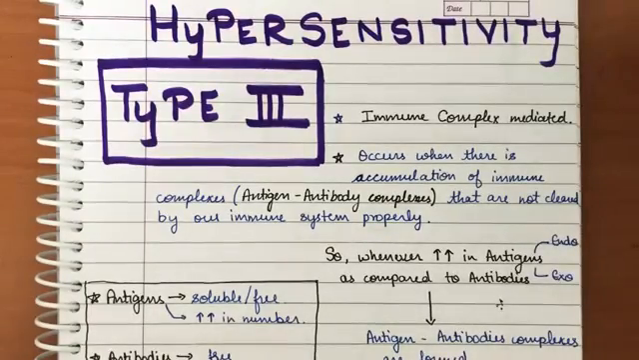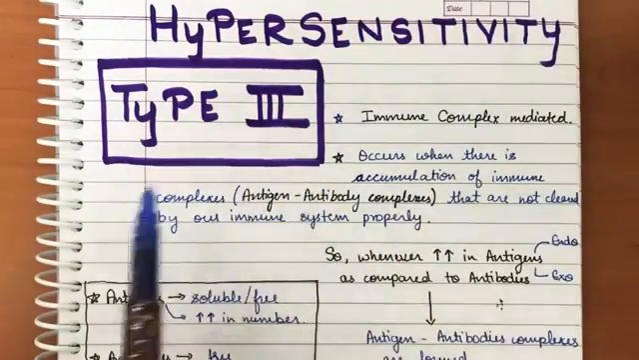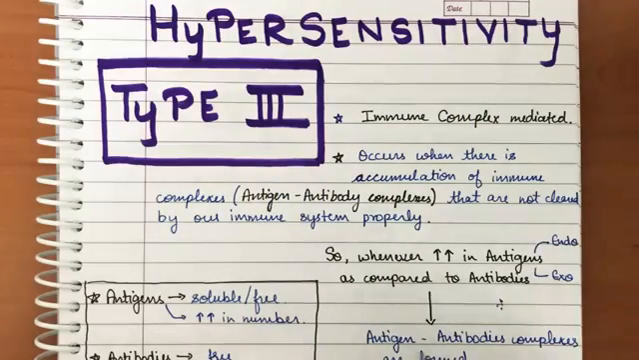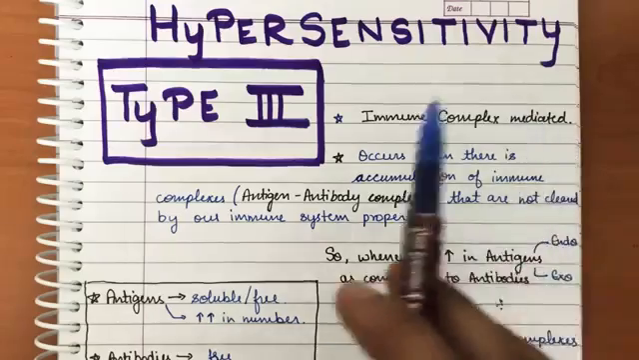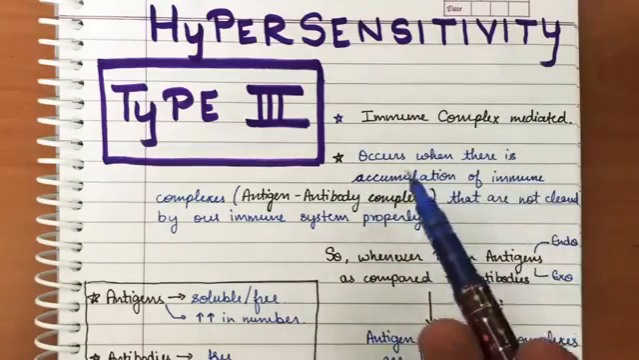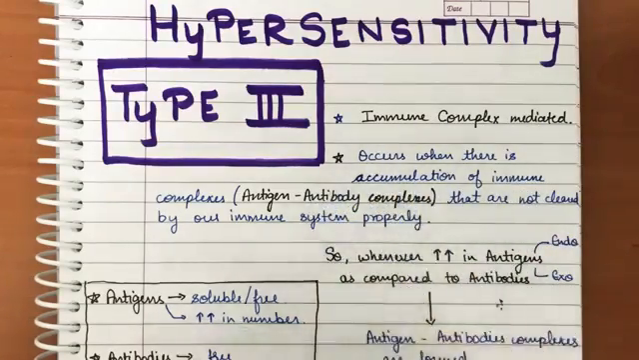Hello everyone. Now in this video I am going to tell you about hypersensitivity type 3 reactions. So basically hypersensitivity type 3 are immune complex mediated reactions. Immune complex means that antigen and antibody will form a complex together and they will move around the body or around the circulatory system freely.